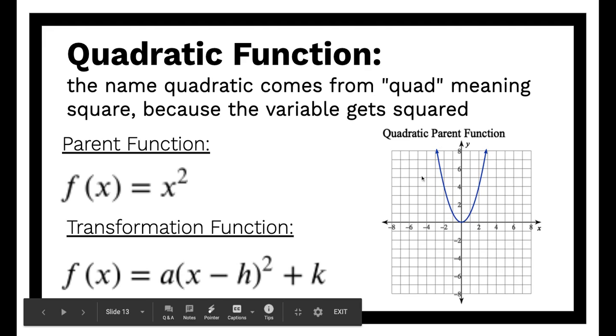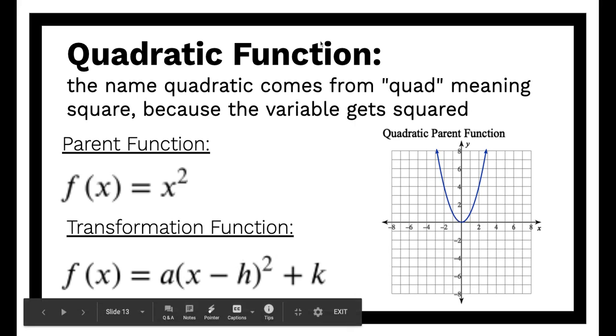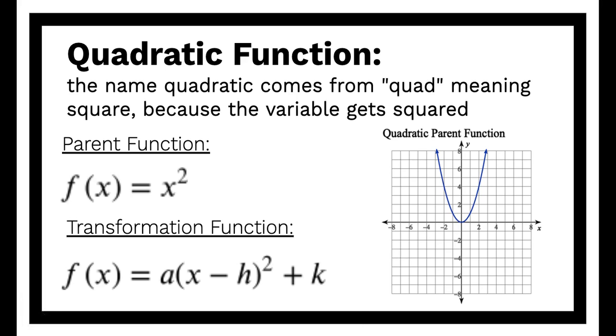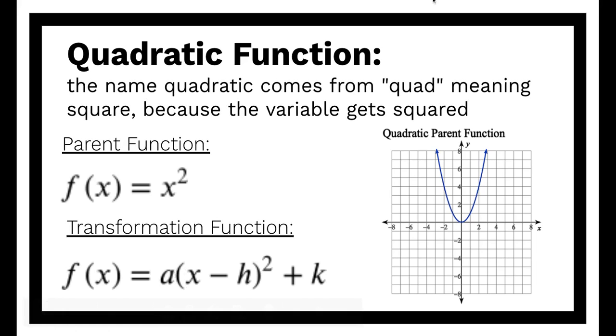So you can see on this parent function that the vertex is at the origin. When you're trying to identify the types of transformations that are happening, you want to focus more on that vertex. That's going to tell you how many units it's shifted left and right or up and down. You have to use other means to find that a value.